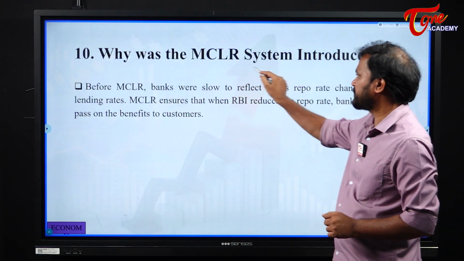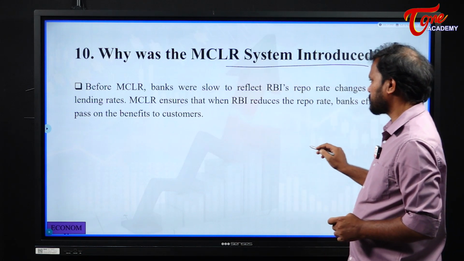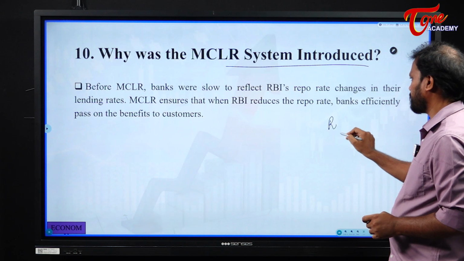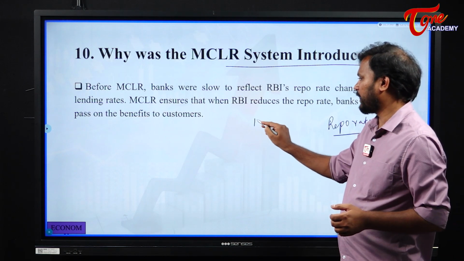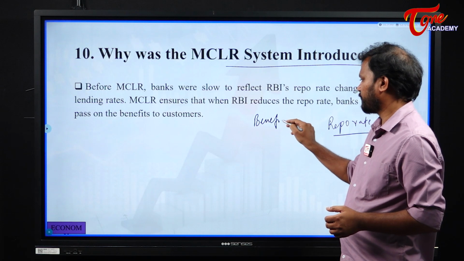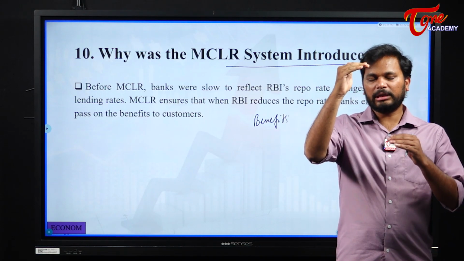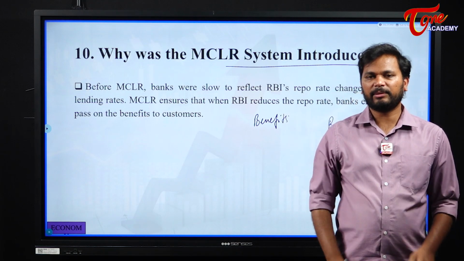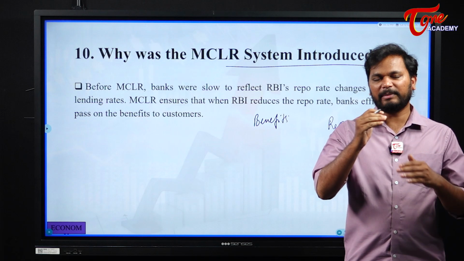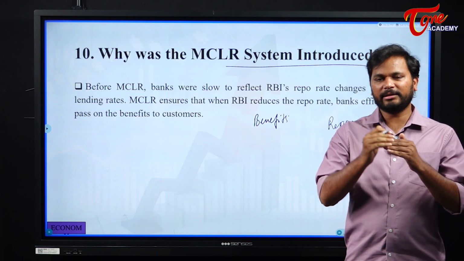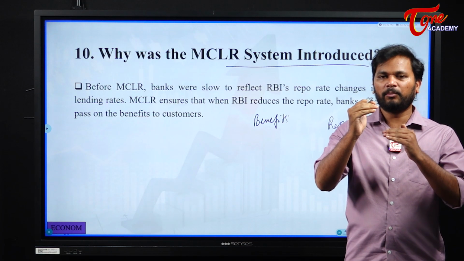Now, why was the MCLR system introduced? The MCLR system was introduced based on repo changes. Now the benefits of MCLR. For example, consider there is a repo rate. The banks have taken money from the RBI at the repo rate. If the repo rate is decreased, it means the banks will have more money.